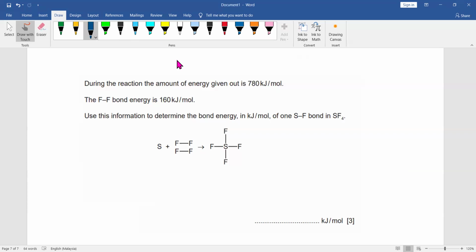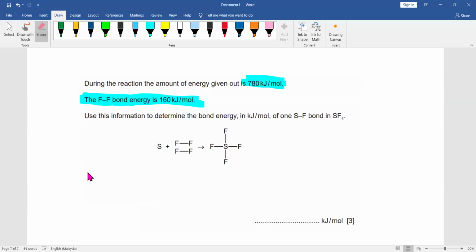There's three pieces of information given here. The first is the enthalpy change. The second is the F-F bond. And the third is the equation. Okay? You just have to remember one concept: enthalpy change equals in minus out. That's all you need to remember.